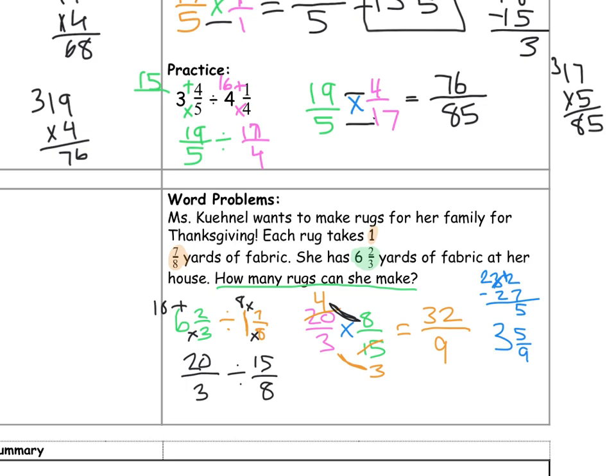But we're not done. We have to write our sentence. So we need to answer the question. She can make 3 and 5 ninths rugs. So she could almost make 4 rugs.